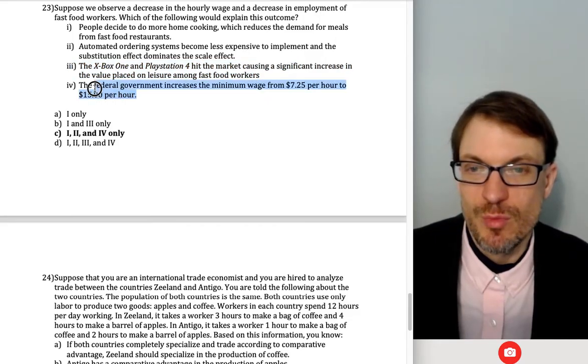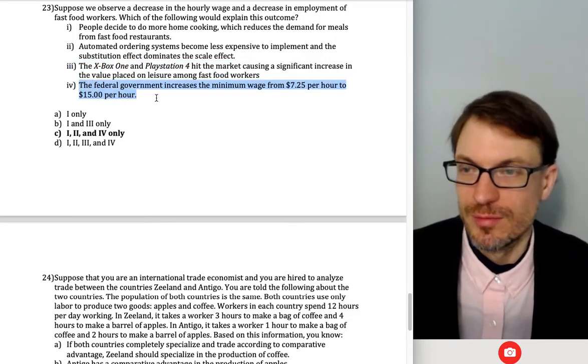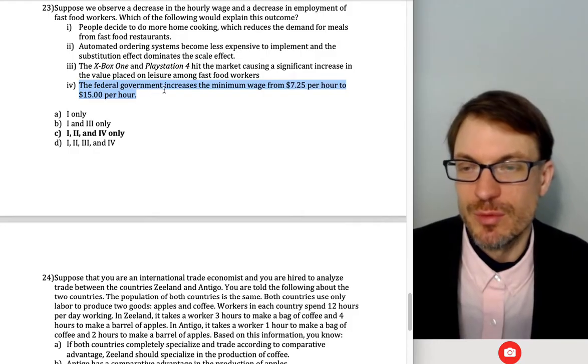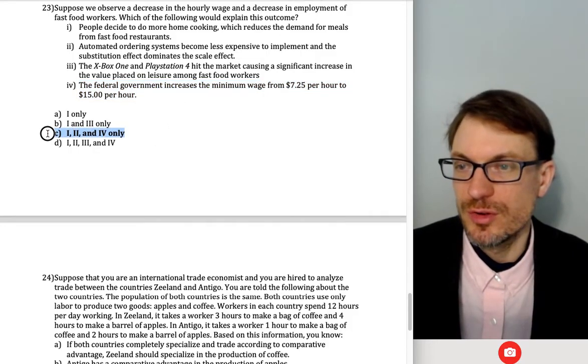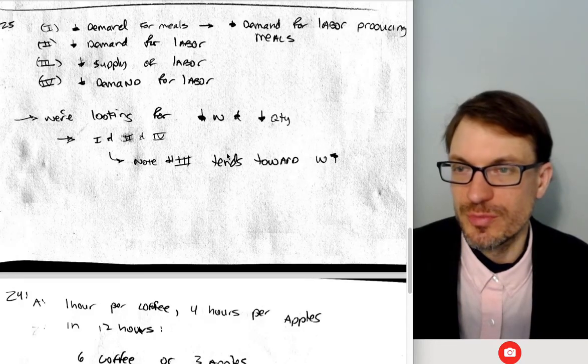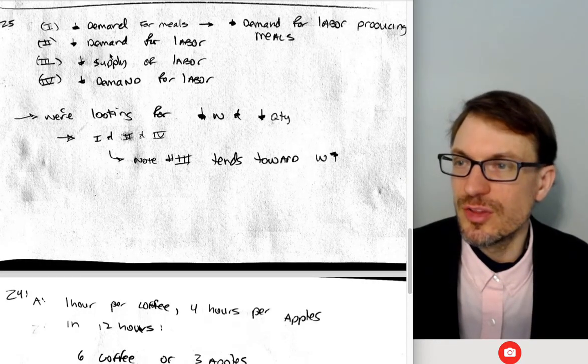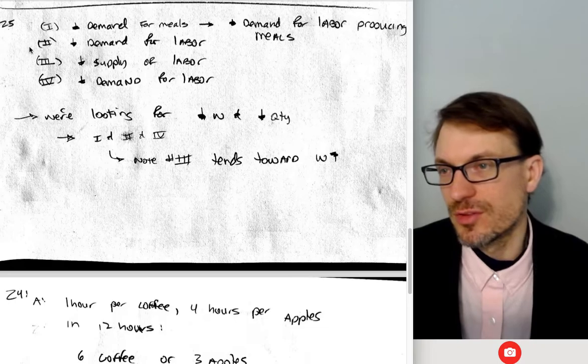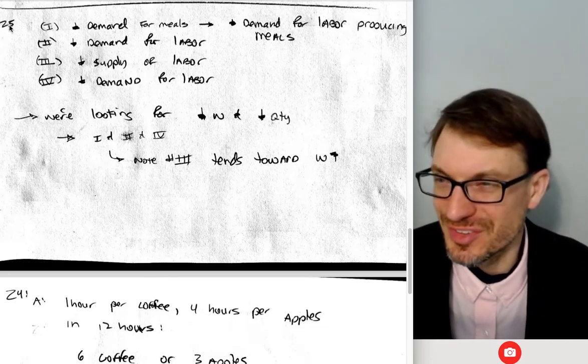Government increases minimum wage, more than doubles the minimum wage. That would decrease the labor demand. Okay, so the answer is going to be 1, 2, and 4 only, because this one causes a reduction in labor supply. And where's my picture? This is 3. I called it 25 a second ago, but that's a 3.